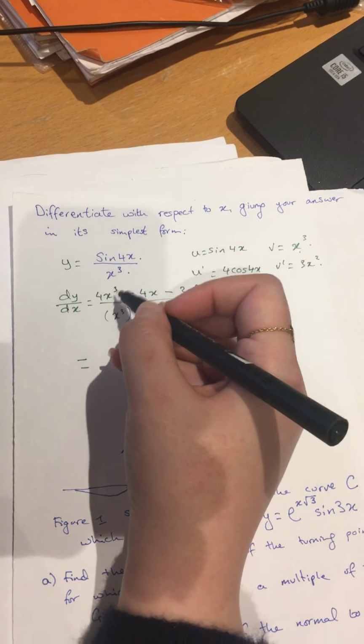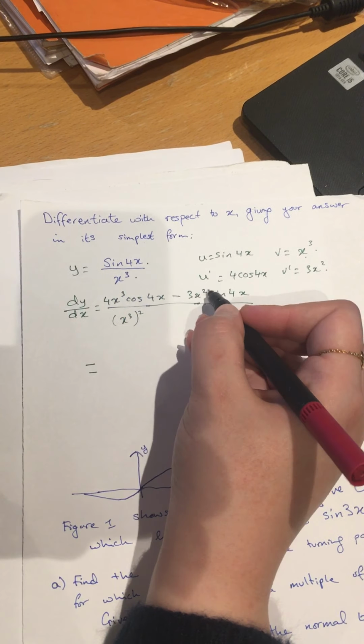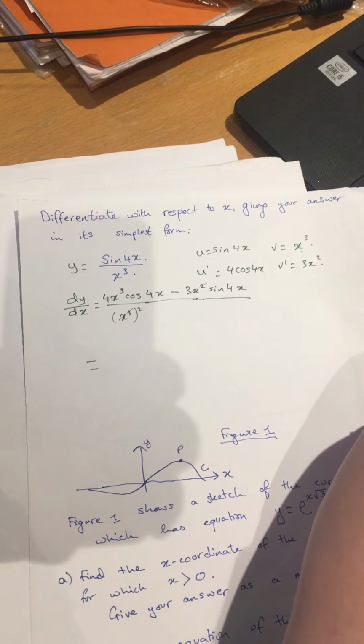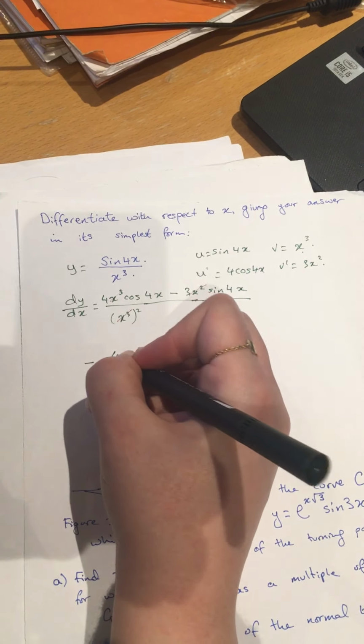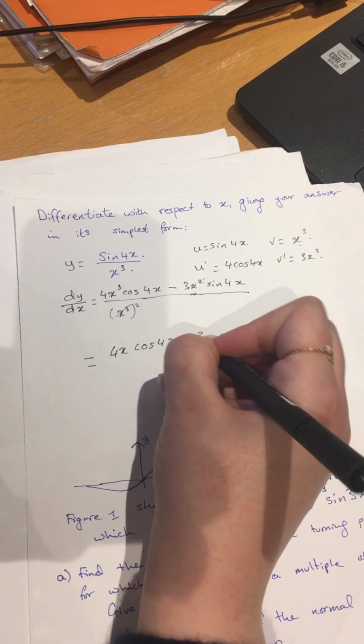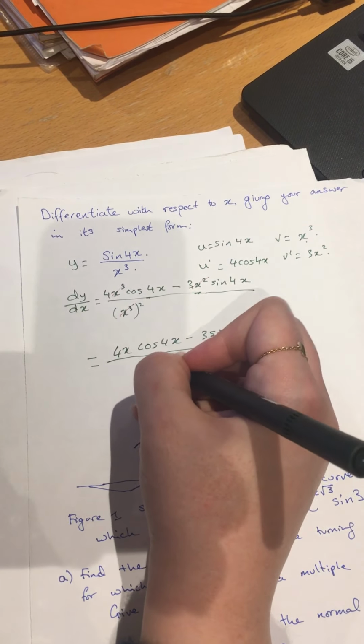And then I notice I can cancel out x. I've got x to the power 3, x to the power 2, and x to the power 6. I can take away x to the power 2 from all 3. That leaves me with 4x cos 4x minus 3 sine 4x over x to the power 4.